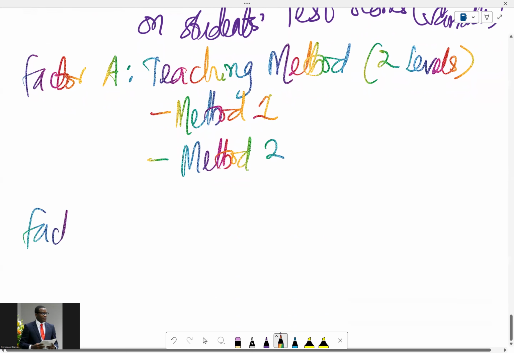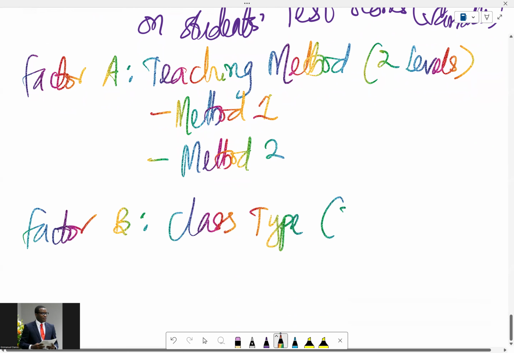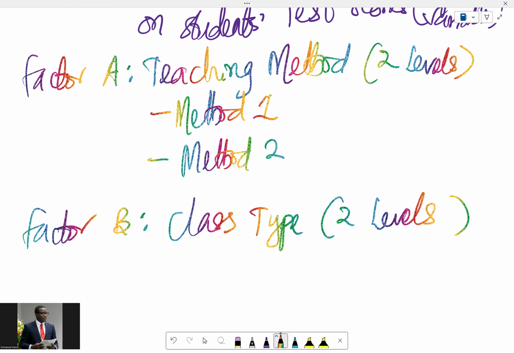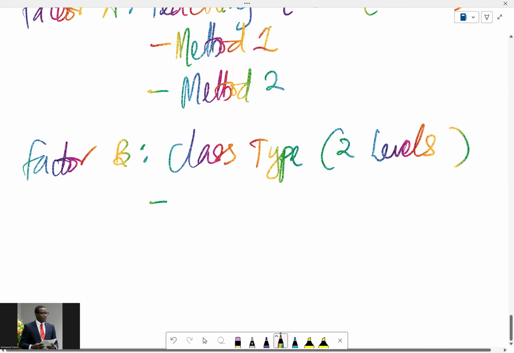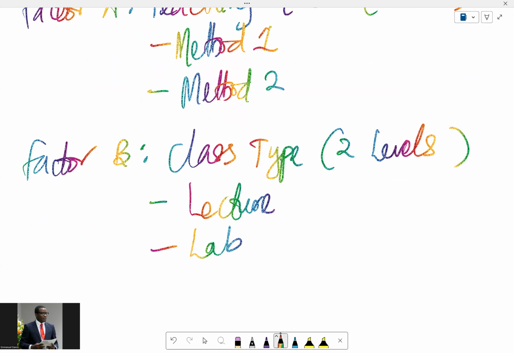Then we have factor B, which is class type, which is also in two levels. It can actually be in three levels, you know, in the actual educational setting. If we have two levels, the first level is lecture and the second level is lab. We can have a third level like group study, but here we restrict this to two levels.